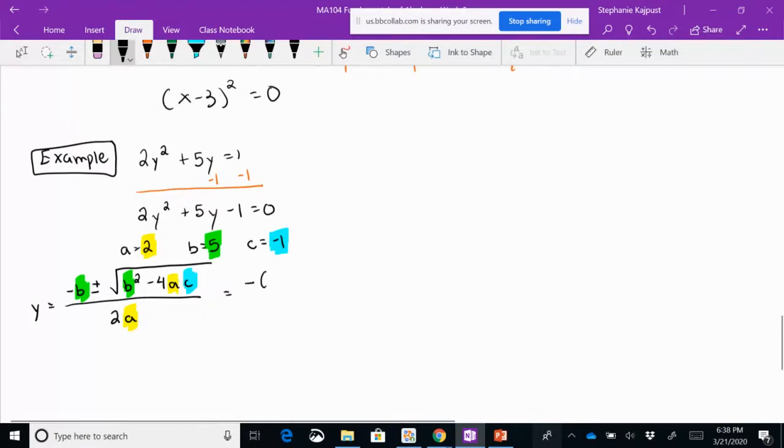So we get negative, and then parentheses every time I plug in a number. So that's going to be parentheses around the 5, plus or minus square root, parentheses for plugging in a number, so that's going to be 5 squared, minus 4 times a, which is 2, and then times c, which is negative 1, and then it's all over 2a, so that's going to be 2 times 2.